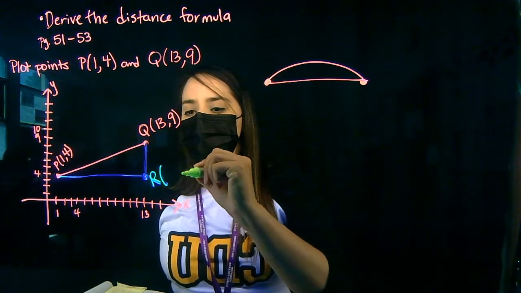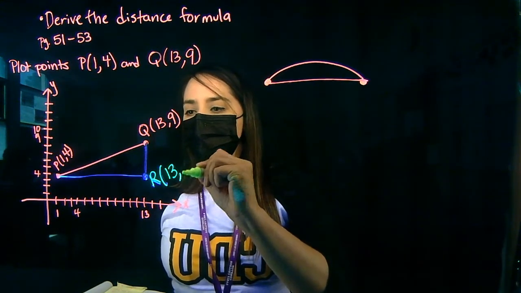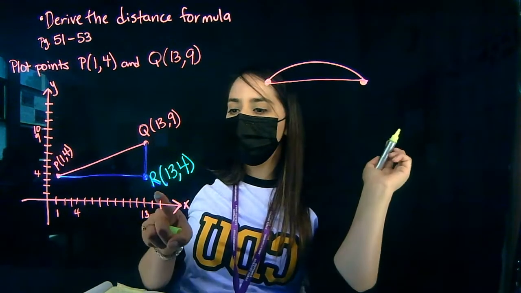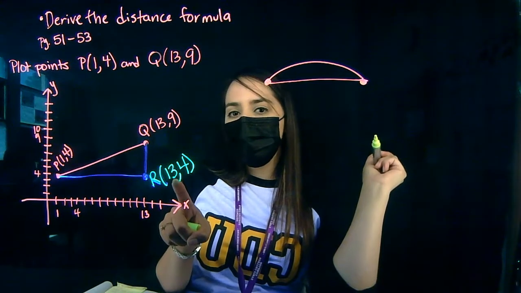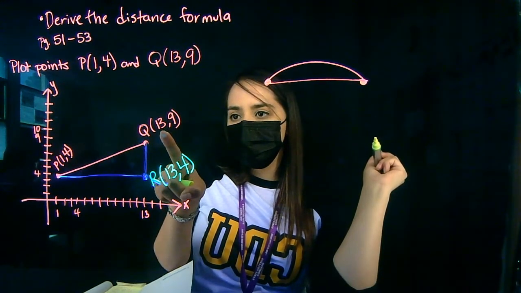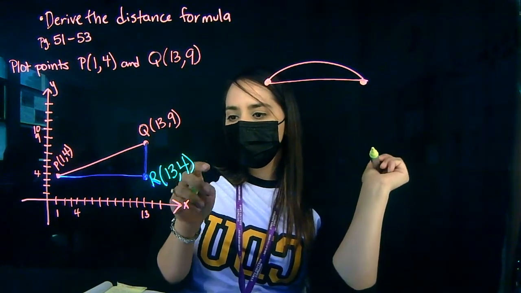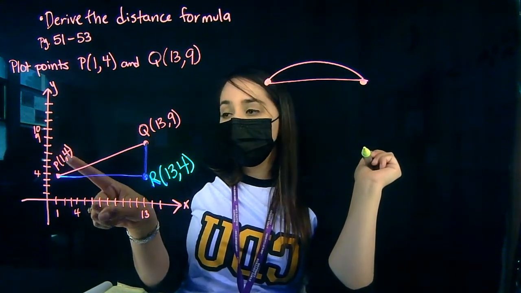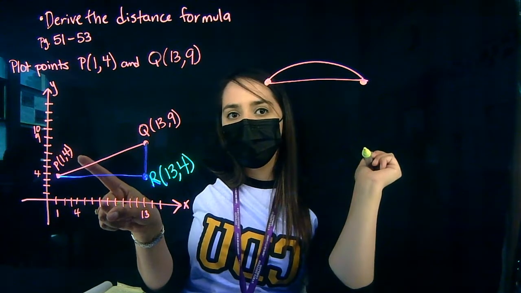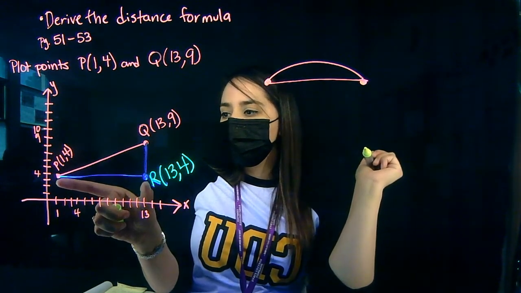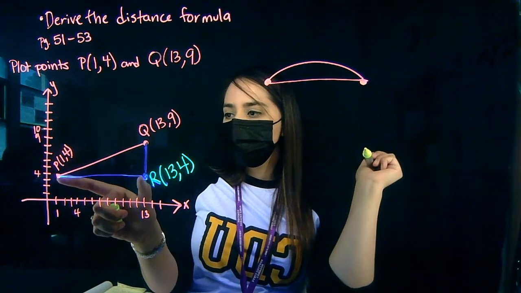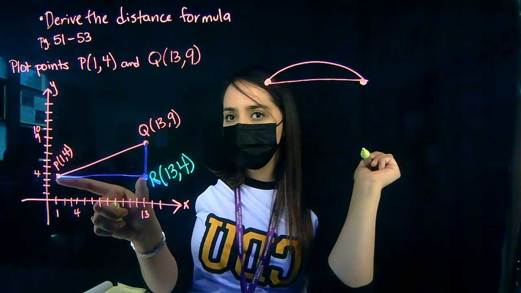What are the coordinates? (13, 4), right? And if you notice, R shares the same x coordinate as Q does, and R has the same y coordinate as P. That's not a coincidence. That's for a reason, right? So why don't we find the distance between P and R? What's the distance between P and R? The distance?